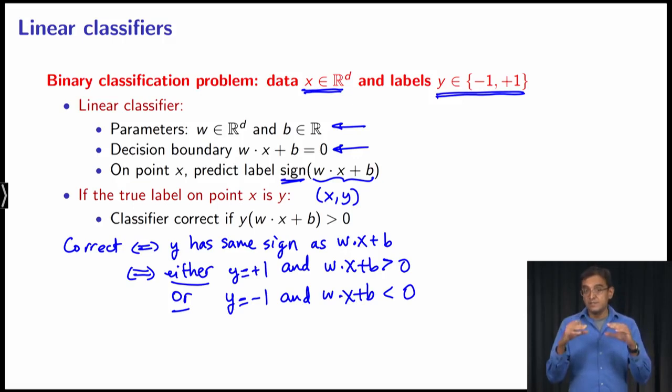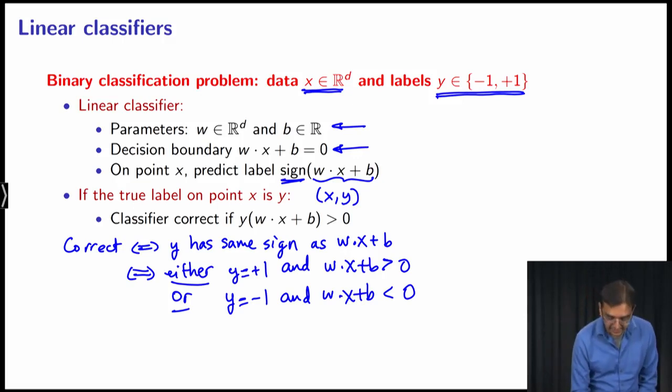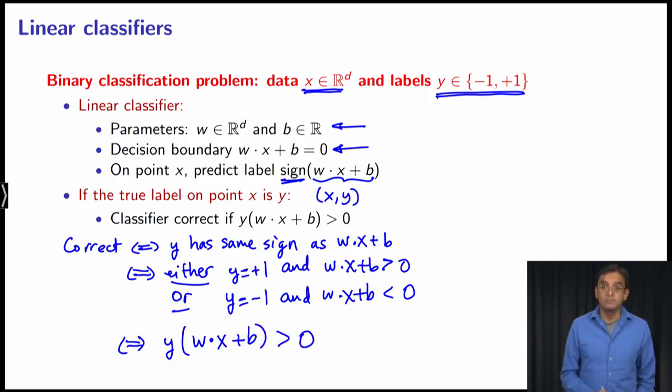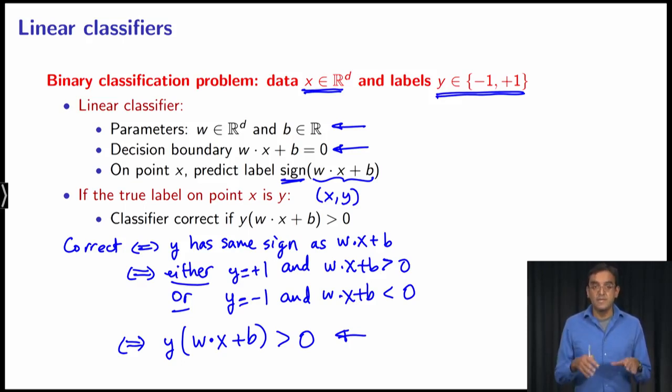Now we have two conditions over there. We can combine them into a single, more concise condition like this. We can just say that y times (w dot x plus b) is greater than 0. Either they're both greater than 0 or they're both less than 0. So this is a nice, concise way of writing the condition that we're correct on point (x, y). And we'll be using this formulation quite a bit more.